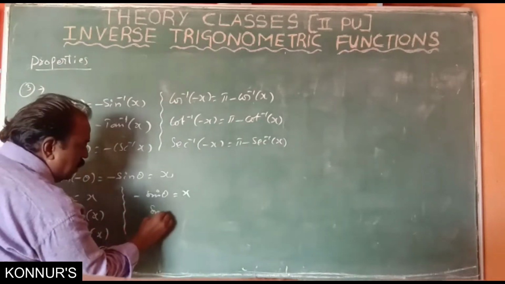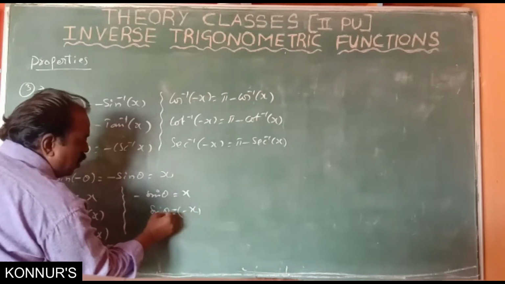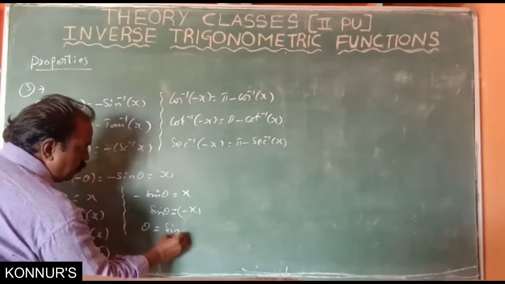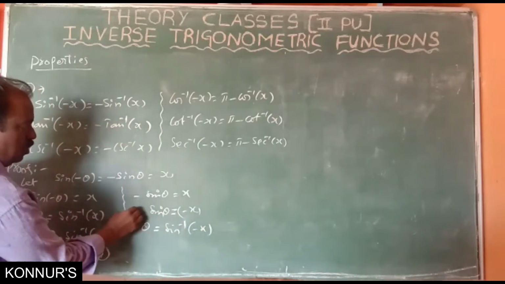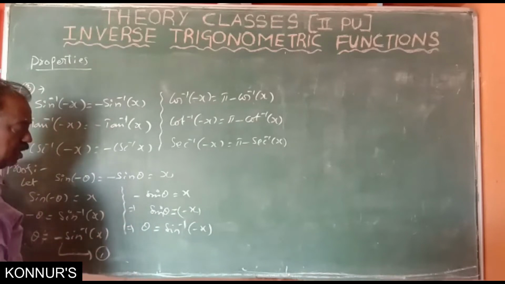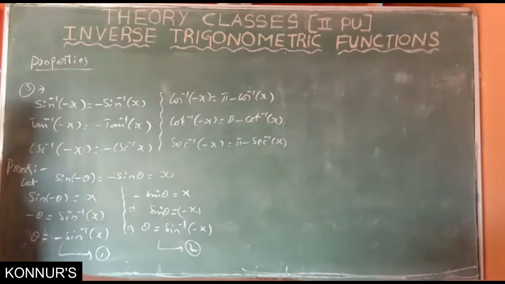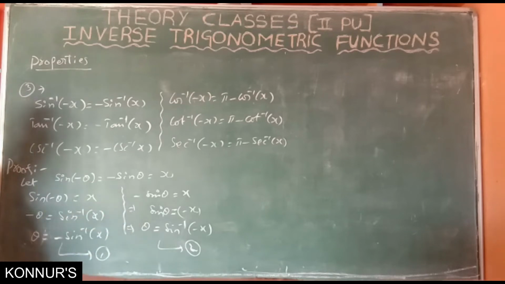It is sine theta is equal to minus x. Here also we are multiplying with minus. So theta is equal to sine inverse of minus x. This minus goes to that side. Okay? So it is number 2. In both cases, theta at one time is minus sine inverse x and the other time is sine inverse of minus x. Both from 1 and 2 we can conclude that.